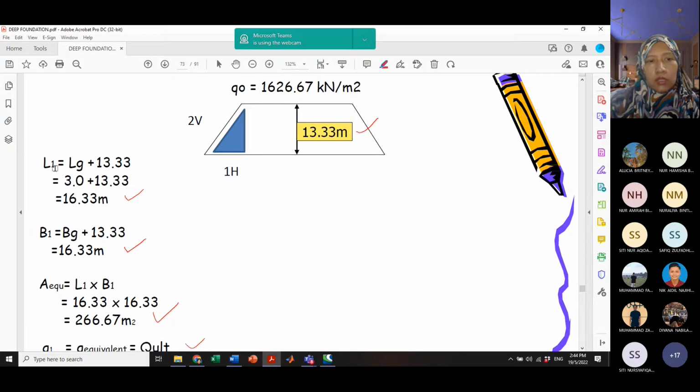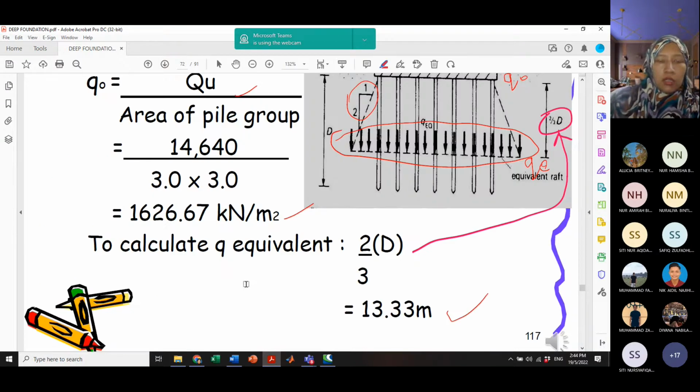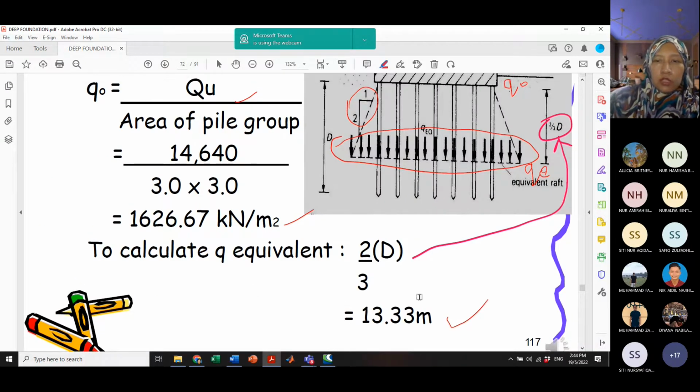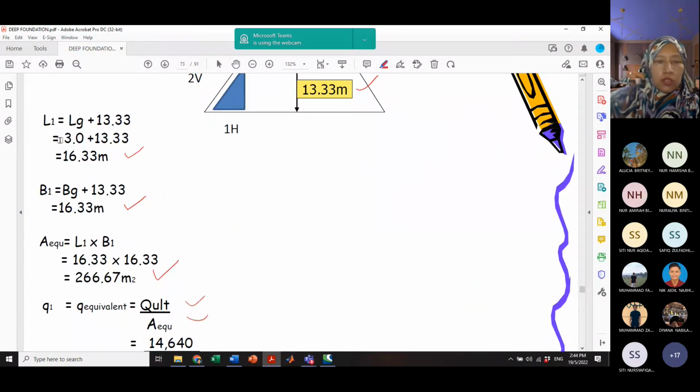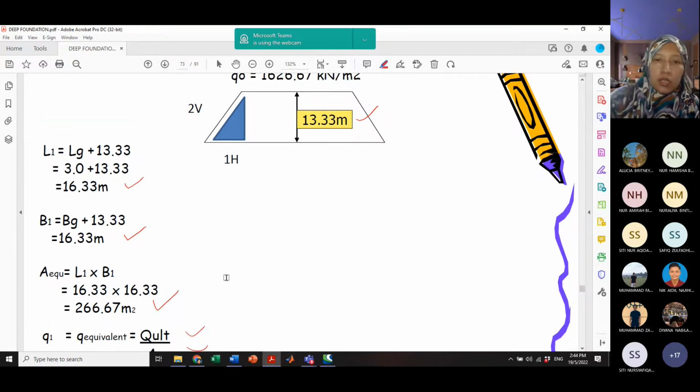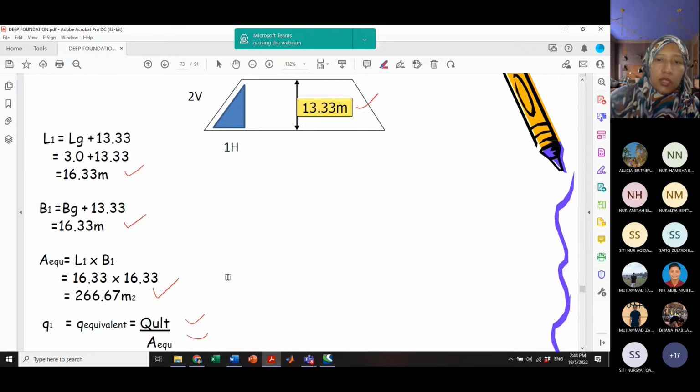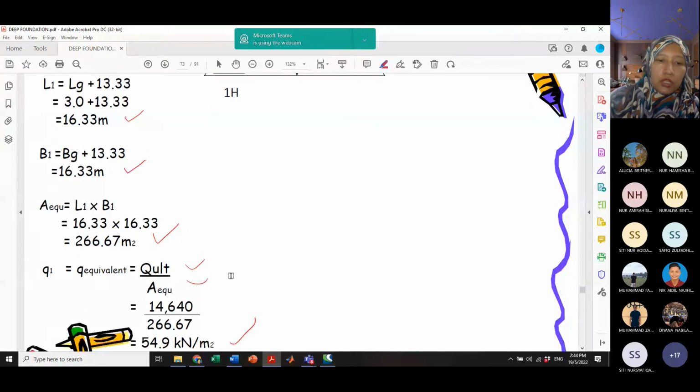So the L1 is LG plus 13.33. This 13.33 is the depth that we measure from this end bearing up to the block failure distribution. So adding LG of 3, we get 16.33. Same for the B1. So now the area of the equivalent is 16.33 times 16.33, you get 266.67. Thus, the Q equivalent at the block failure is equal to 54.9 kilonewton per meter square.